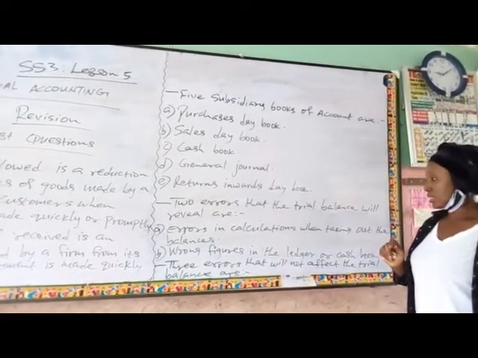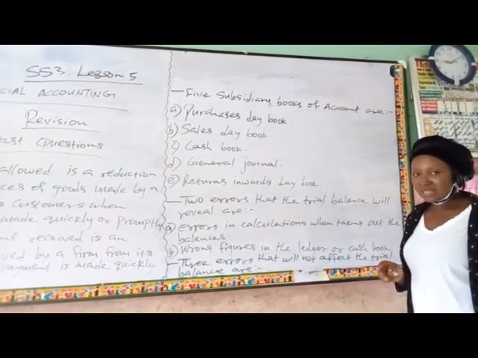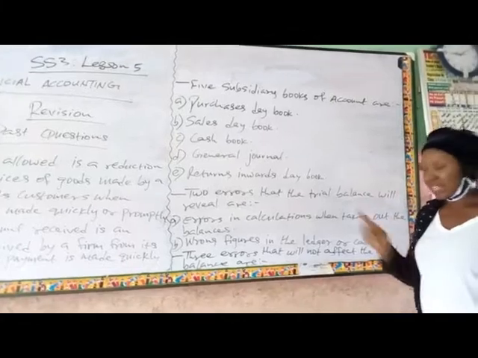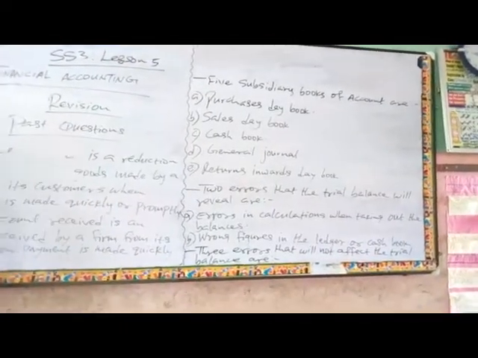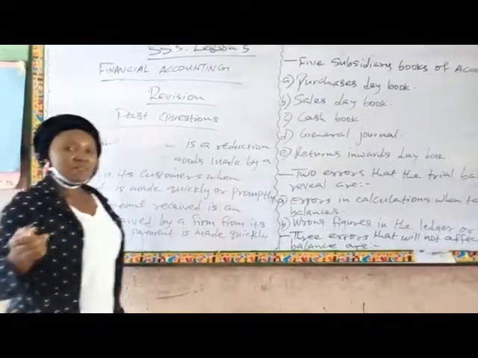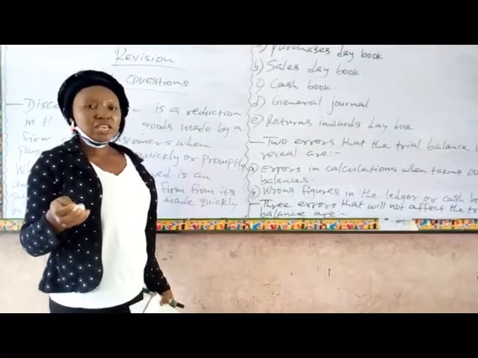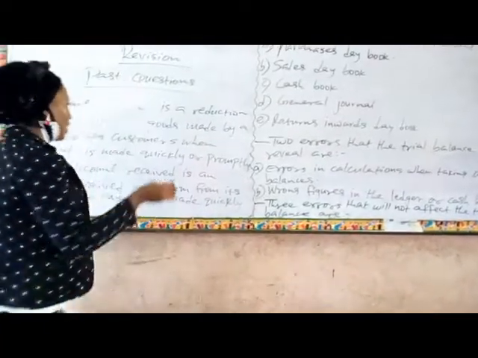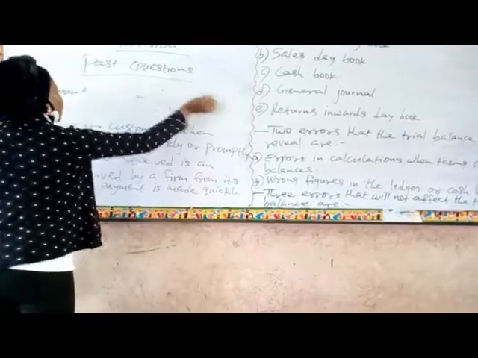Now the next one says: three errors that will not affect the trial balance. Now let me state the three errors for you. A, we have error of omission. B, we have error of principle. C, we have error of commission. Those are errors. We still have more of them, like error of original entry, but what?